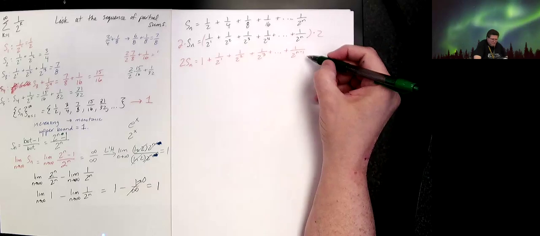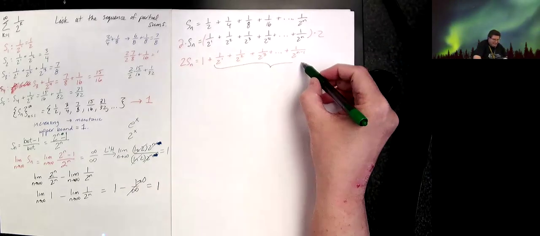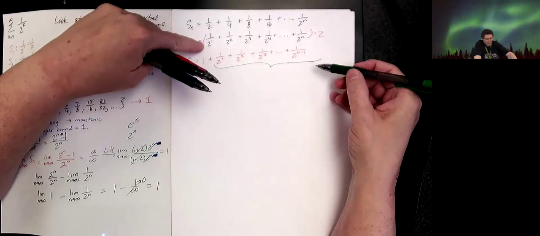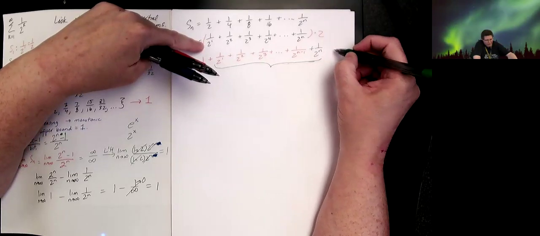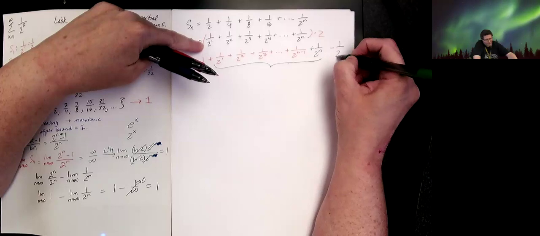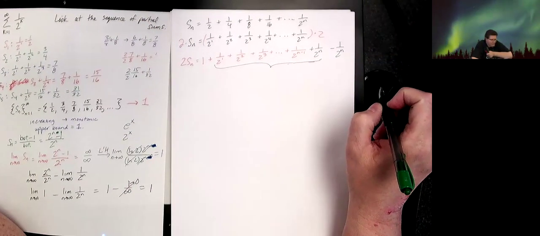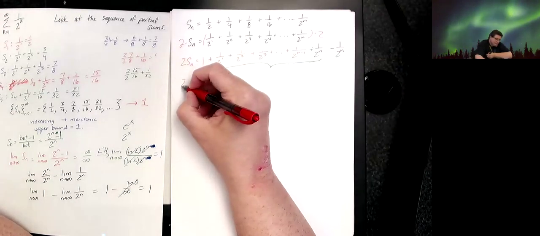All right, so this is almost S sub n as it is. It's almost what we started with. So what I'm going to do is add in a 1 over 2 to the n, and I'm going to subtract 1 over 2 to the n. That won't change the value, but it is going to allow me to group this.